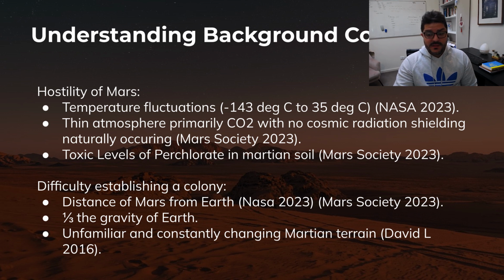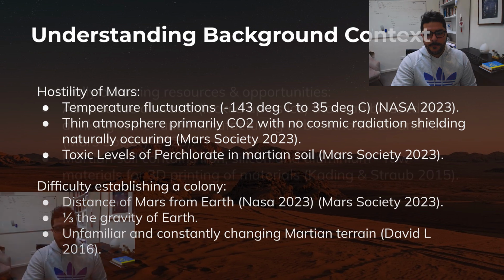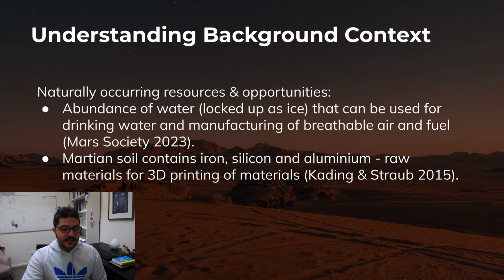There was a number of publications that also discussed the difficulty of establishing a colony there. The main points brought up were the distance of Earth from Mars, the fact that Mars has 1/3 of Earth's gravity, and that the Martian terrain is often unfamiliar and often changing. Several organizations, namely NASA and the Mars Society, also highlighted that Mars has several naturally occurring resources that can be used by a human colony. These include things like water locked up as ice, which can be used to create fuel, breathable air, and also drinking water. And also the Martian soil contains elements iron, zinc, and aluminum, which can be used as raw materials, and 3D printing a key infrastructure to help support and protect colonists.